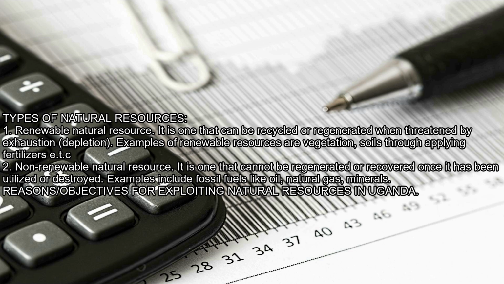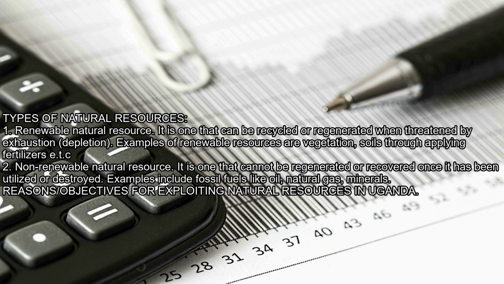Types of natural resources. 1. Renewable natural resource. It is one that can be recycled or regenerated when threatened by exhaustion or depletion. Examples of renewable resources are vegetation, soils through applying fertilizers, etc. 2. Non-renewable natural resource. It is one that cannot be regenerated or recovered once it has been utilized or destroyed. Examples include fossil fuels like oil, natural gas, and minerals.